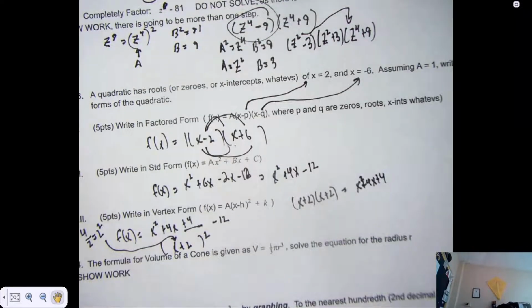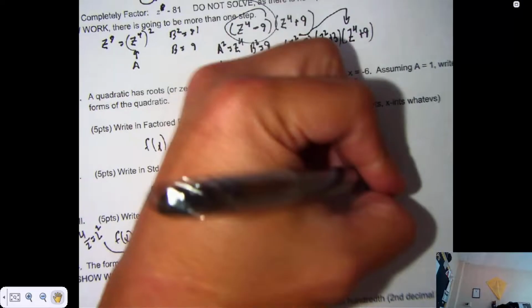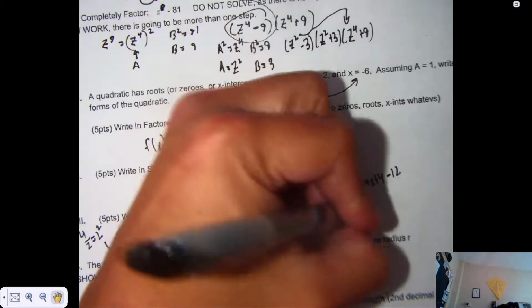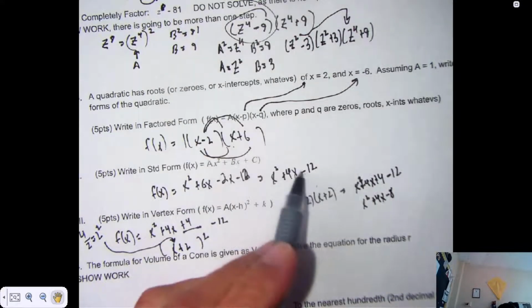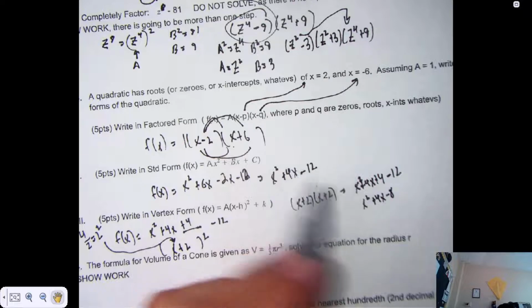Now, here's the problem. If I write out x plus 2 times x plus 2, I get x squared plus 4x plus 4. Then I have this minus 12. Well, that's x squared plus 4x minus 8. Does that match the original equation? It doesn't match the original, does it?